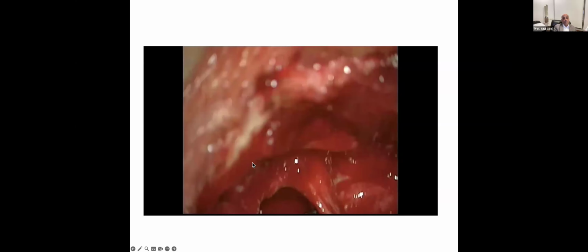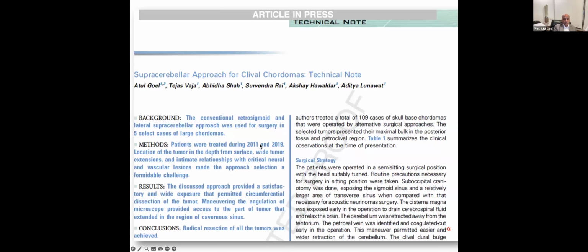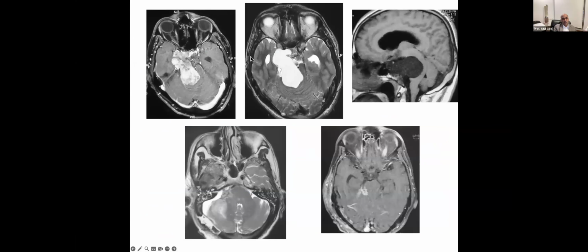But recently, about 10 years or 7-8 years ago, we described supracerebellar, lateral supracerebellar approach to clival chordoma. You will say, why to do lateral supra? See, this is the tumor. For this tumor, you can come middle fossa. For this tumor, some people will come even from the nose. But you imagine this tumor is majority in the posterior cranial fossa.